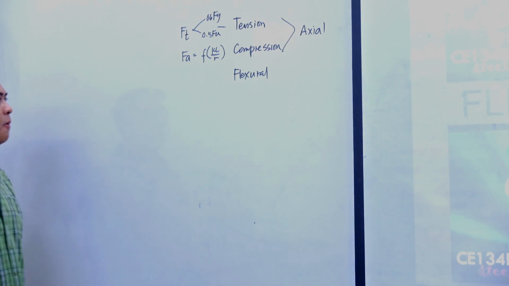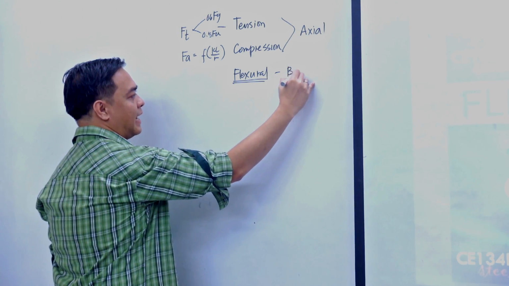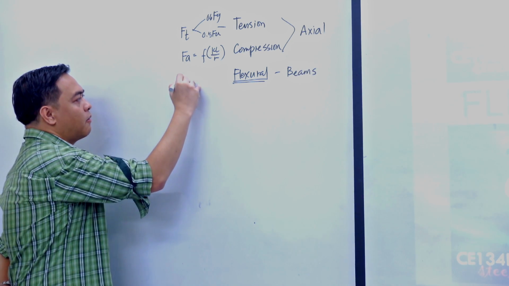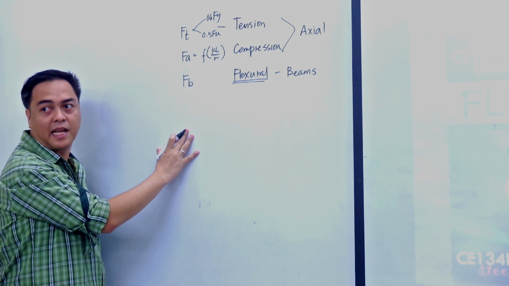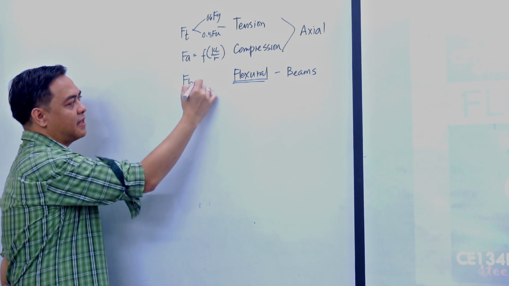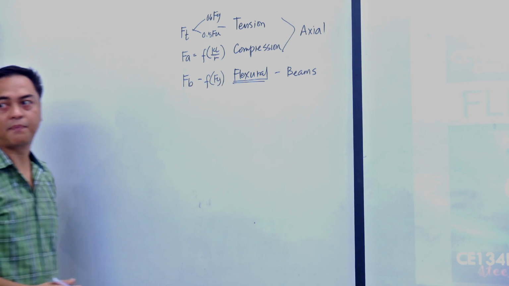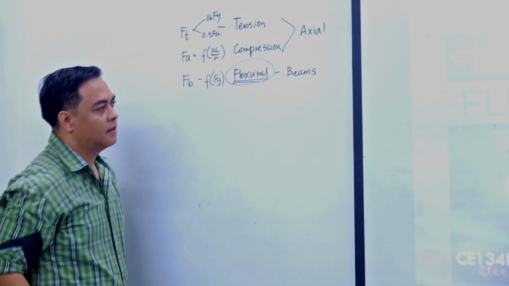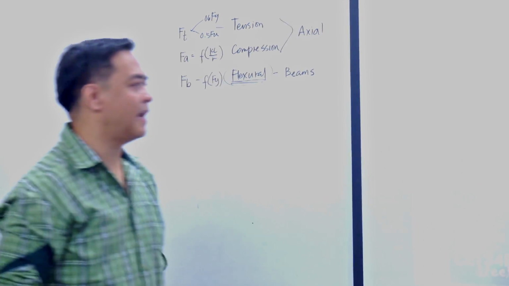Now, when it comes to flexural members, these are used for the design and analysis of beams. So our objective for today is to come up with the allowable bending stress, capital Fb. Actually, this allowable bending stress would be a function of the yield strength Fy. So how are we going to determine the capital Fb?